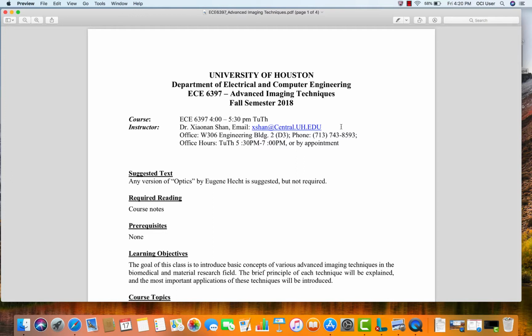The title for this class is Advanced Imaging and Techniques, and the class time is Thursday 4 to 5:30, and my name is Xiaonan Shan. That's my email address on the screen. My office is located at Engineering Building 2, W306, and the phone number is listed there. My office hour is right after the class. In case you have any question, you can just ask me at the end of the class, and also maybe by appointment. If you don't have time, you can make an appointment with me.